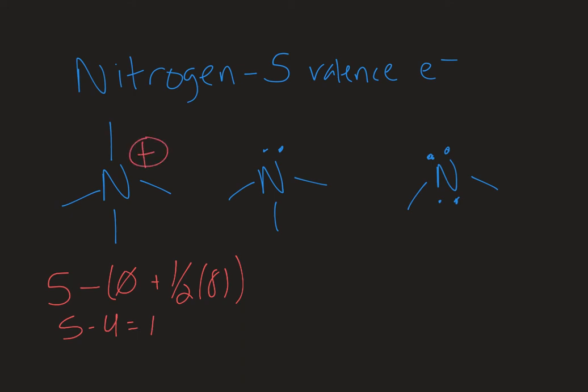So anytime you see a nitrogen atom with 4 bonds in any iteration, those could be single, double, triple, but if it adds up to 4 and no lone pairs, it's going to be positive. You want to be able to quickly identify that.